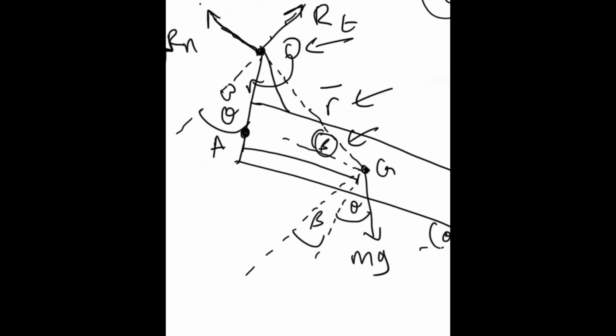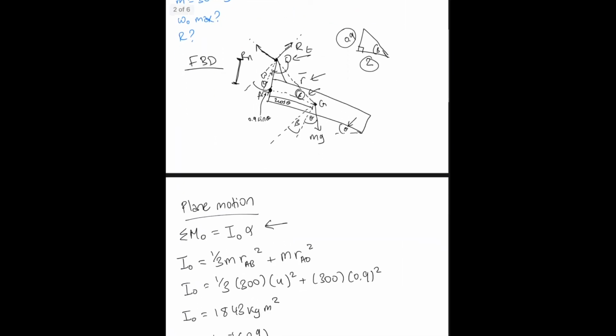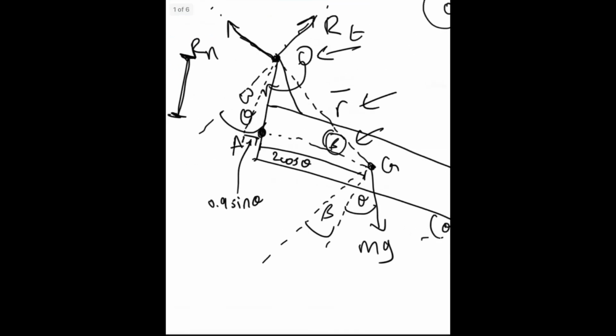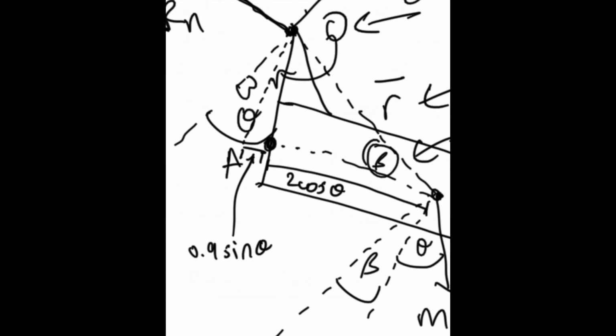So that means there's this extra bit over here that we need to calculate for, right? This little distance over here is going to be 0.9 sine theta. Okay, so this is 2 cosine theta, and this little extra bit over here is 0.9 sine theta. Yeah, sorry, actually it's not an extra bit. Let me try to draw this diagram a little bit clearer.